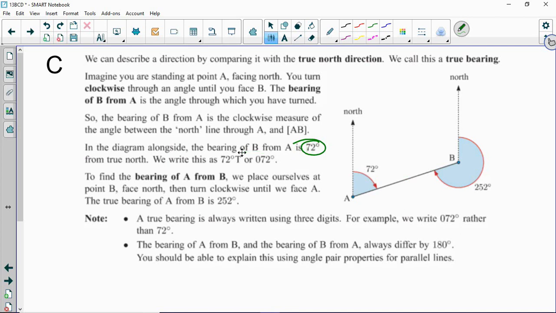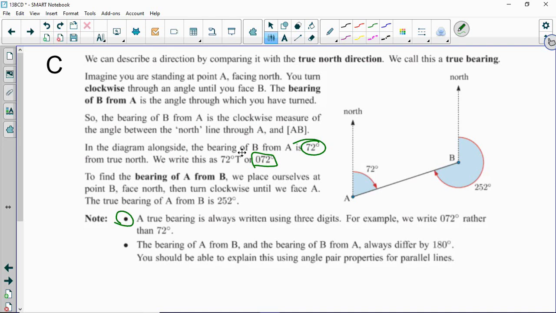It's 72 degrees. And I've never seen this notation before, 72 degrees capital T, meaning true. But the way that we tend to write bearings specifically is with 3 digits. The 3 digits kind of tells you that this is a bearing. We are starting this measurement from due north. So we see that down here in the first note.